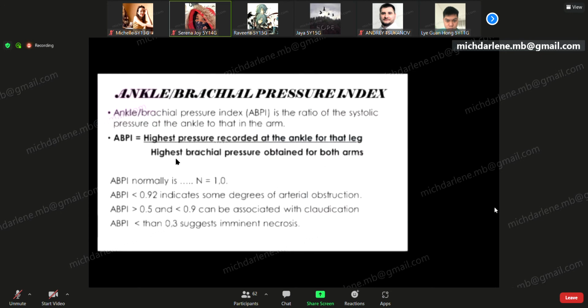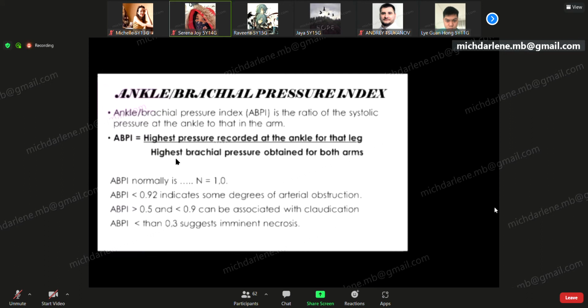Ankle brachial pressure index. What is it? It's an instrument which helps the doctor to identify problems with arteries. Ankle brachial pressure index is the ratio of the systolic pressure at the ankle to that in the arm.